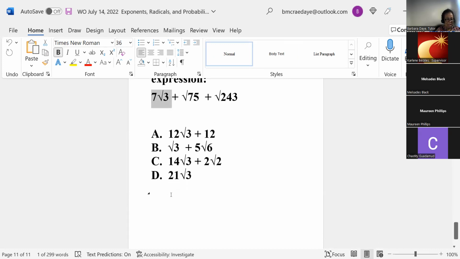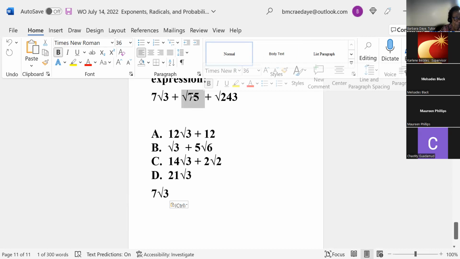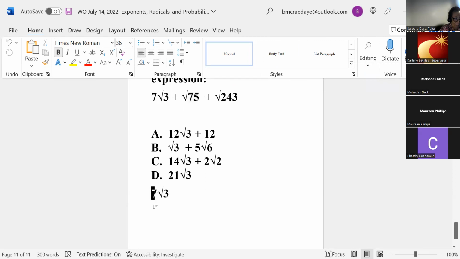Okay, so we've got 7 times square root of 3. Leave that just the way it is because that's a prime number, right? But now let's take this square root of 75, Maureen. What are factors of 75? 5, 5 and what? 25. 5 times 25 is not 75.